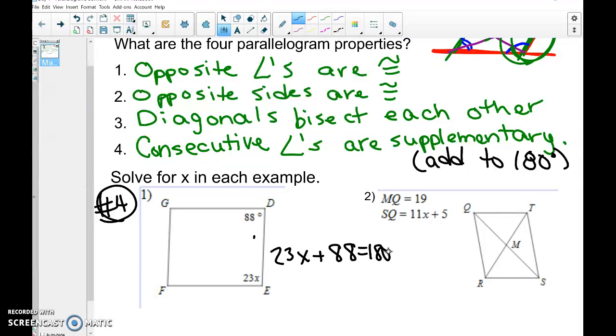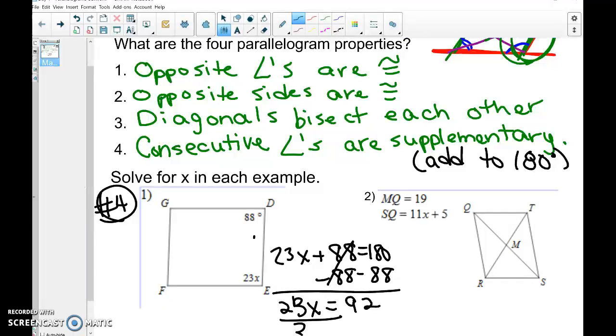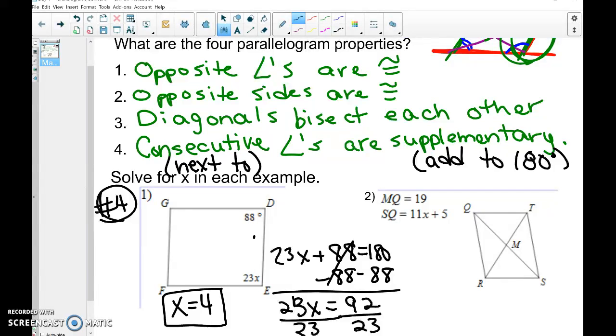That's how I set up my problem. From there, it's just basic algebra. I got to get 88 to the other side, so move that guy over. Oops, 23. Sorry, that got a little sloppy. So 23x is now equal to 92. Divide by 23 to get x by itself, and we get that x is equal to 4. And again, it all started with just realizing that these are consecutive angles. We know that consecutive angles in parallelograms, consecutive means next to, or on the same line, or adjacent. Any of those words are replaceable. They have to add to 180 degrees.